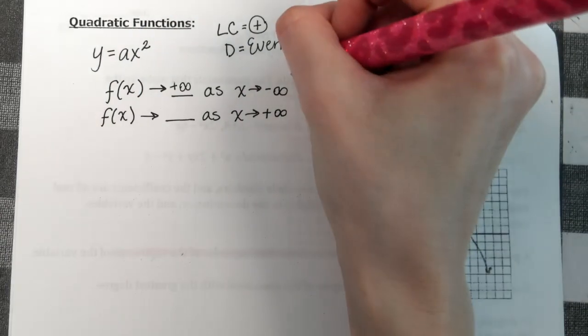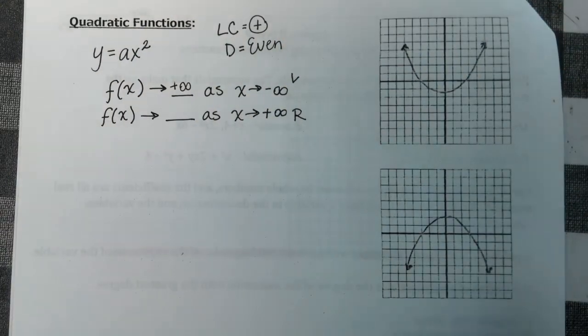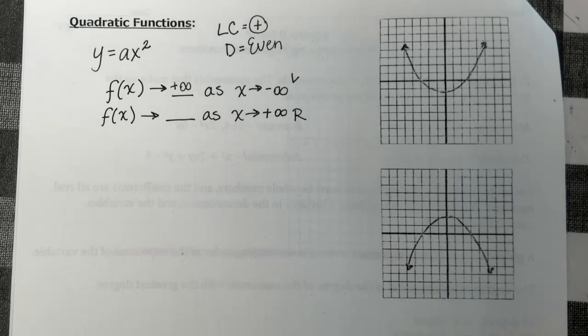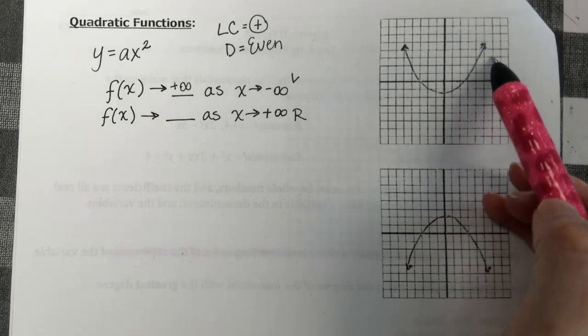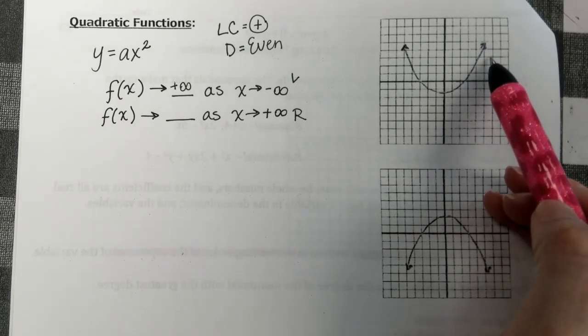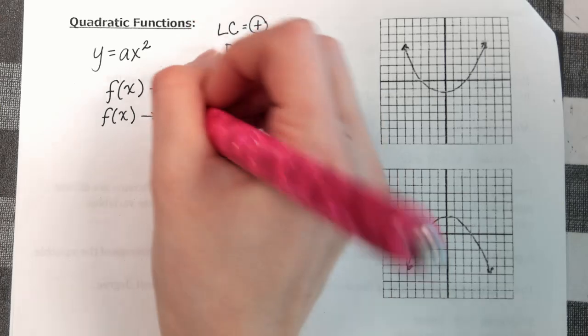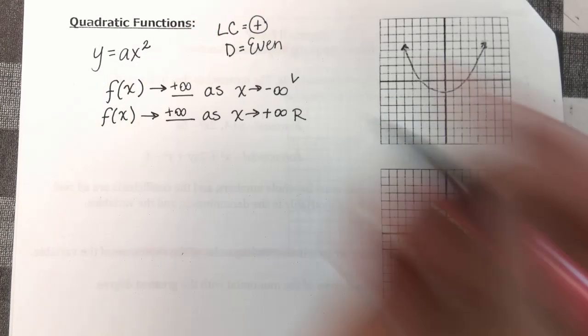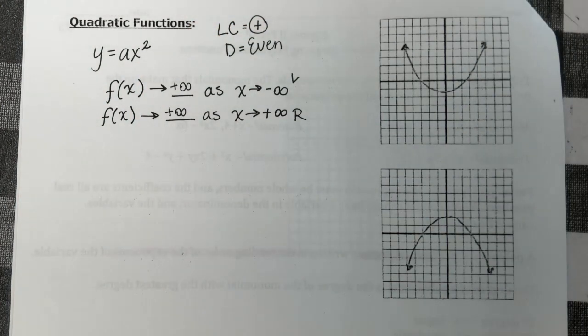Because remember, you're looking at the left and then you're looking at the right. Okay, your left is where it starts, your right is where it ends. Okay, so if I'm looking at the right, where's my graph going? It's also going up, so I would put positive infinity there as well.